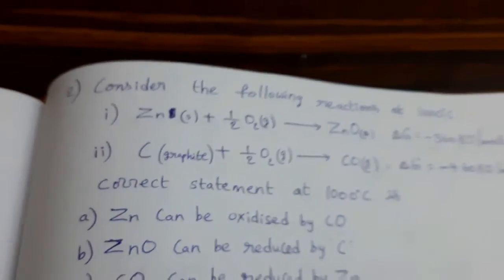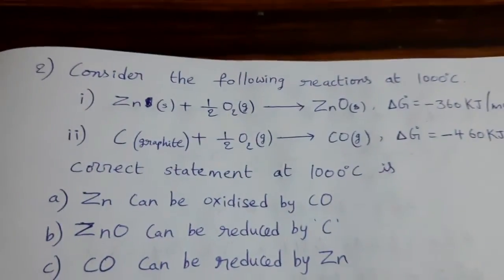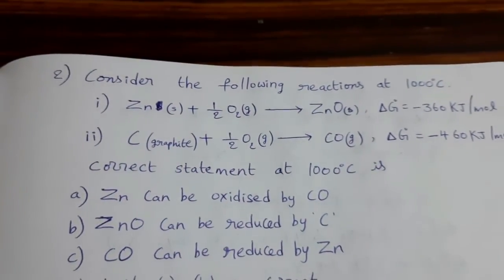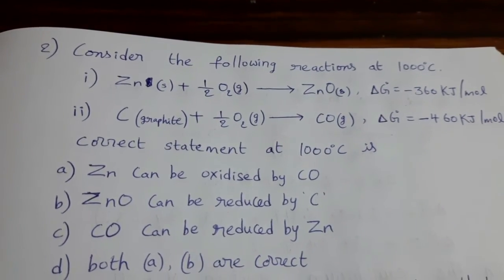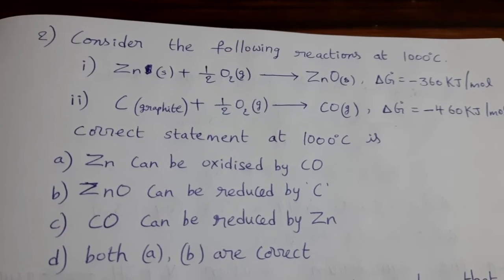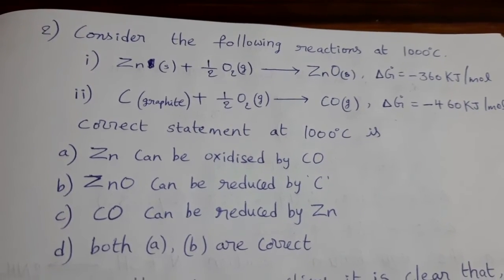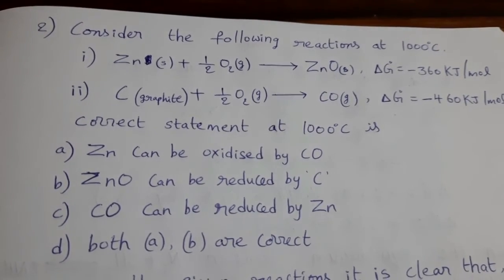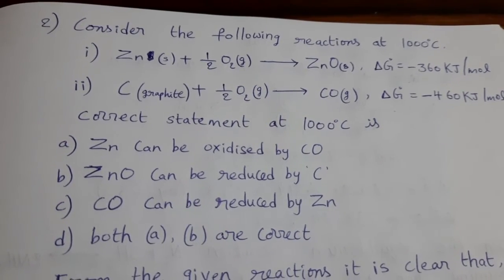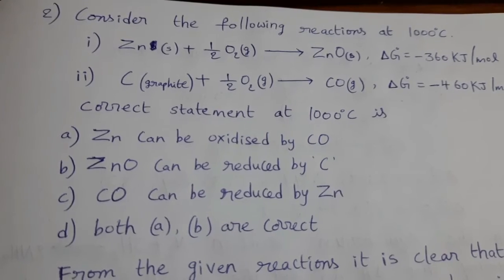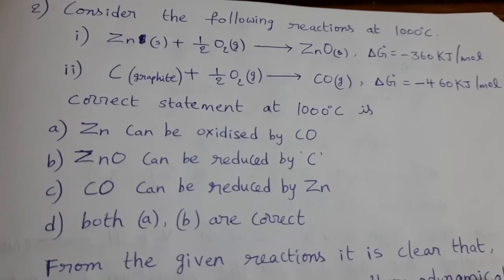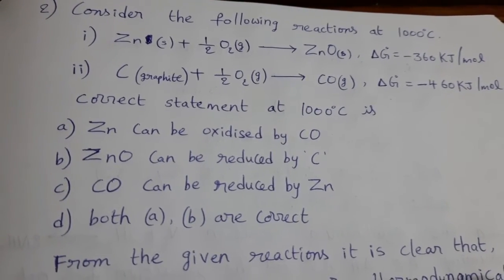Okay, see the next one. Consider the following reactions at 1000 degrees Celsius. Zn plus half O2 gives rise to ZnO. ΔG° value is given as minus 360 kilojoule per mole. C in the form of graphite plus half O2 gives rise to CO. ΔG° equals minus 460 kilojoule per mole.